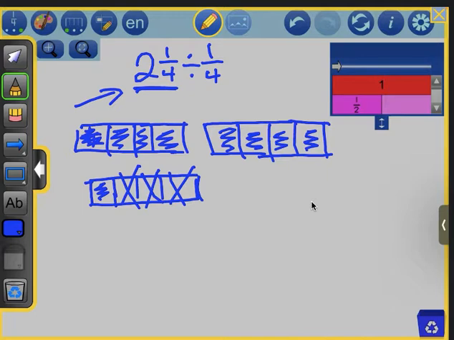So I want to see how many 1/4 it takes to fill up the space of 2 and 1/4. And I know each of these is equal to 1/4, right? I divided them into 4s. So I have 1, 2, 3, 4, 5, 6, 7, 8, 9. So 9 1/4 fit into 2 and 1/4.